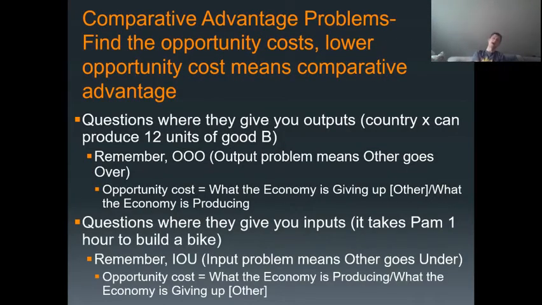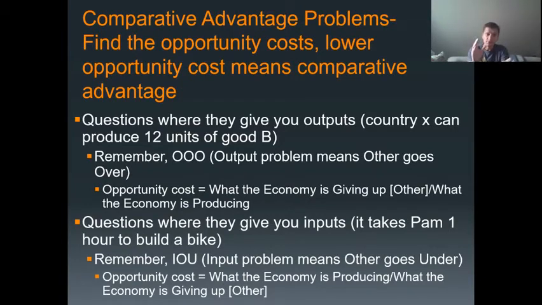Now, to find who has the comparative advantage, finding those opportunity costs, you have to first look at what type of problem it is. Is it an input or an output problem? If it's an output problem, this is more common. This is when it tells you the specific output. So if country A is producing computers, that is an output. If it says it takes Jimmy 2 hours to produce a computer, that is an input problem because it's giving you the time. That's an input.